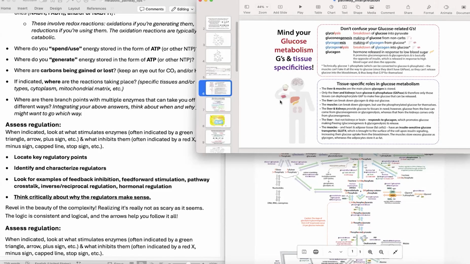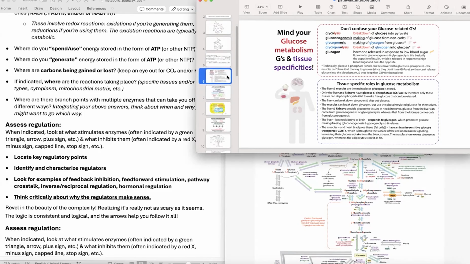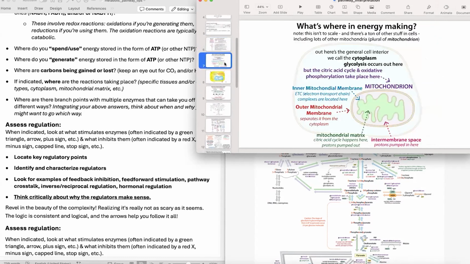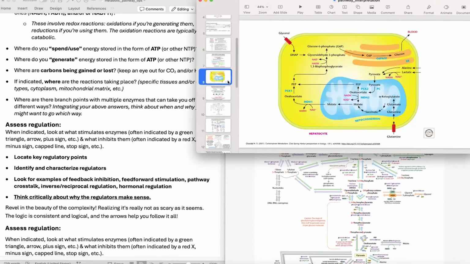So if you are given information about the tissue, you want to make sure that you note that information, because that information could be really important. It could also be important where in the cell things are happening. And so are they happening in the general cytoplasm? Are they happening in the mitochondria? If they're happening in the mitochondria, are they membrane embedded? Are they in the matrix? And so thinking about the locations can be really important when you're looking at a diagram.